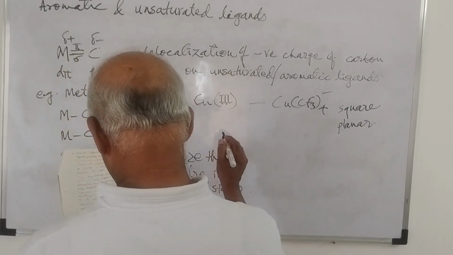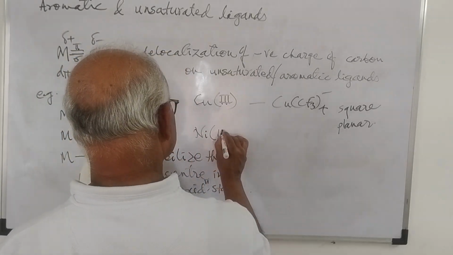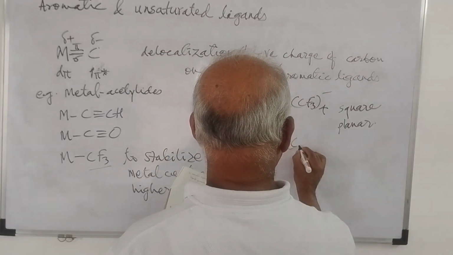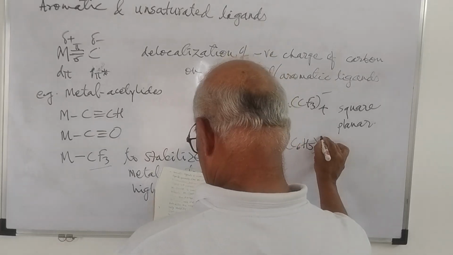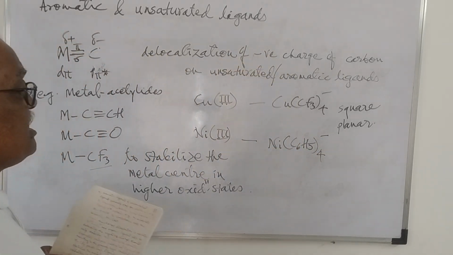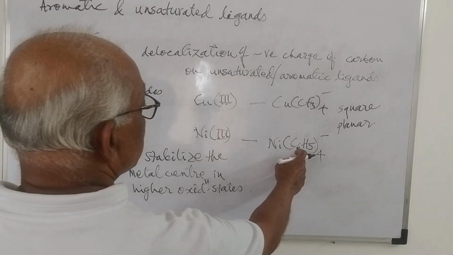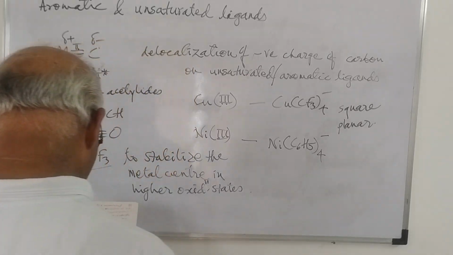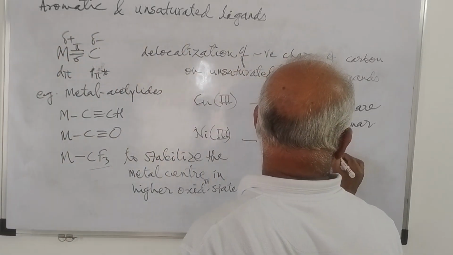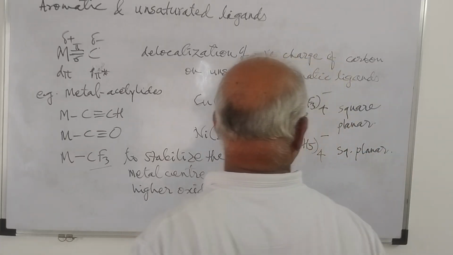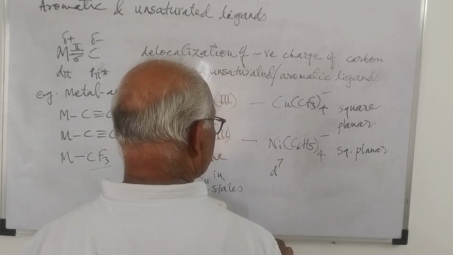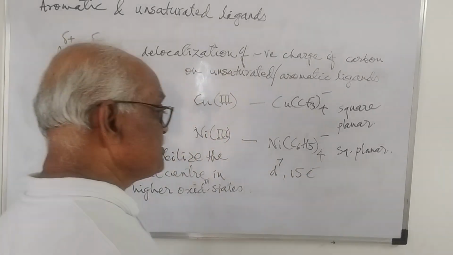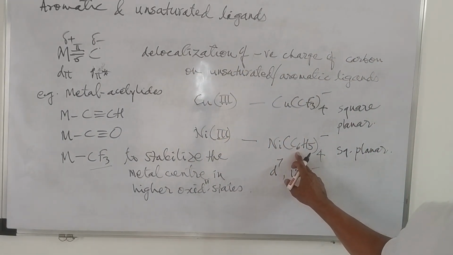Similarly, for the aryl groups, for example in the case of nickel 3, the ligand is aromatic C6H5 minus. Here this electron withdrawing aryl group gives more stability to the complex ion, and it also has a square planar structure. It has a d7 configuration, and this is a 15 electron system, and that is why this complex ion can be easily isolated.